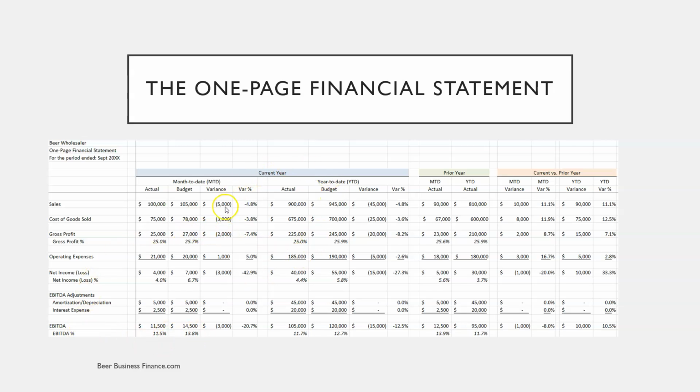So the goal, again, pull all of your relevant information onto one page so you can understand where you stand month to date, year to date, relative to budget, and relative to trends for the prior month and the prior year.